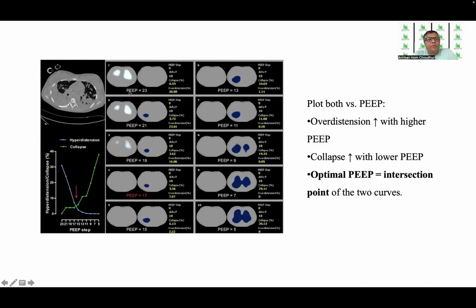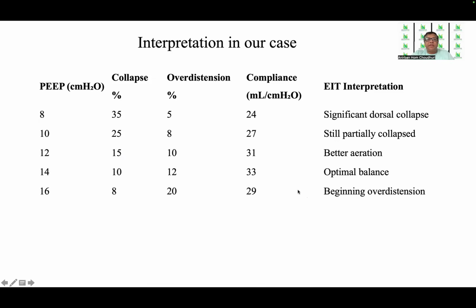So that is how, based upon the EIT images, we can choose the optimal PEEP. Now, if we interpret in terms of our case, suppose we gradually increase from 8 to 10 to 12, and we look at the percentage of collapse and also the percentage of overdistension. As we increase the PEEP, the percentage of collapse is increasing, as well as the overdistension is increasing.